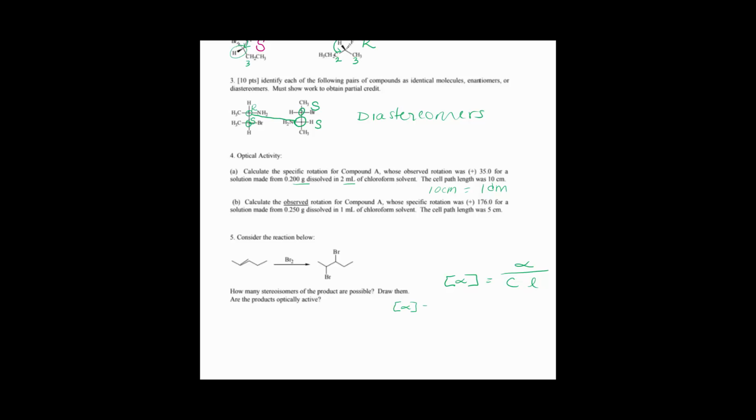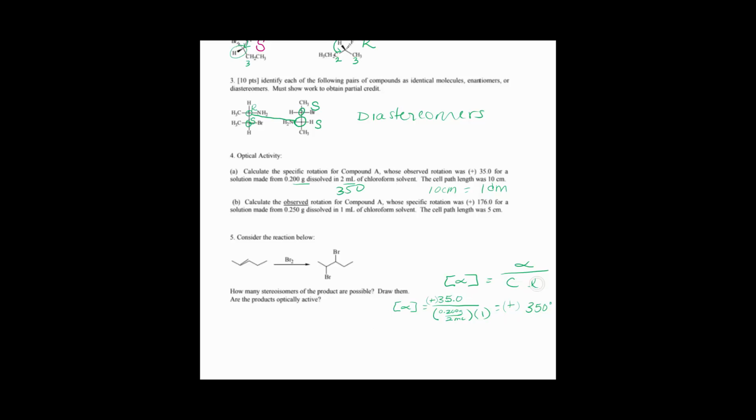So our specific rotation for compound A is going to be 35.0 over the concentration, which should be in grams per milliliter, times the cell path length, which we're going to take as 1. Now, because this was a rotation in the positive direction, our specific rotation is also going to be positive, and this works out to 350 degrees for A.